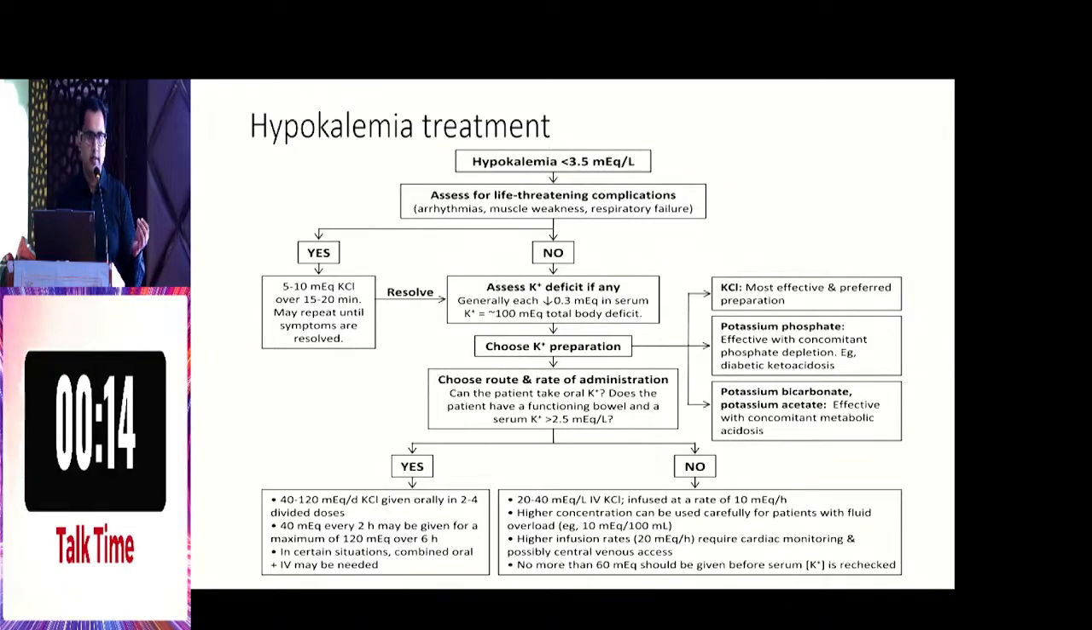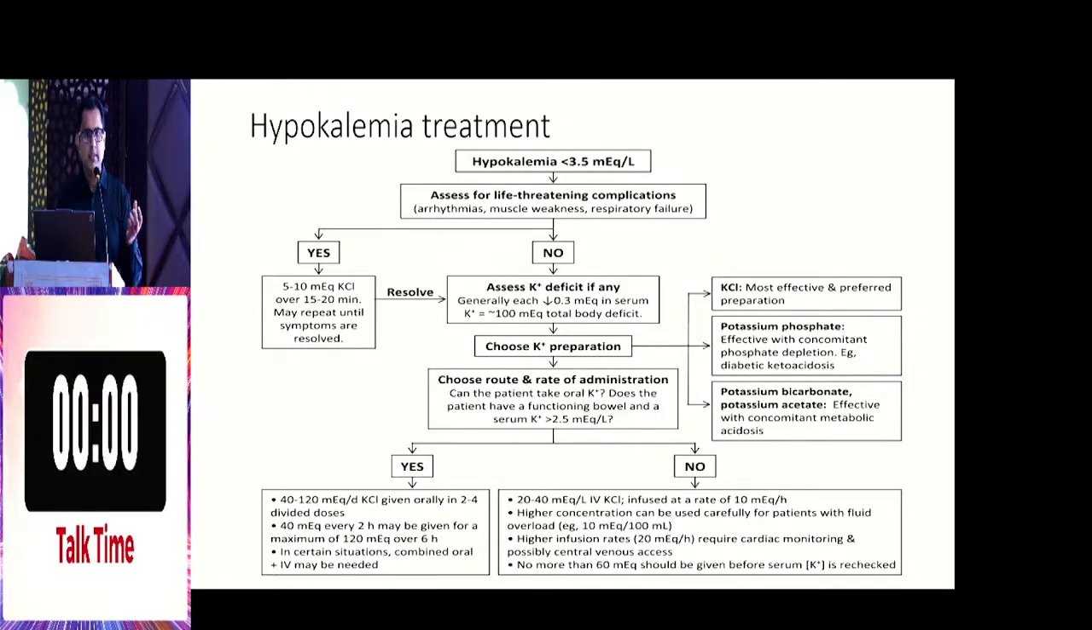So, we have to give 10 milliequivalents of potassium in 15-20 minutes, and as soon as the life-threatening complications resolve, you can very well switch these patients to oral potassium. So, we have to choose the potassium preparation, like if the patient is able to take the oral Potklor, then we can give oral Potklor.